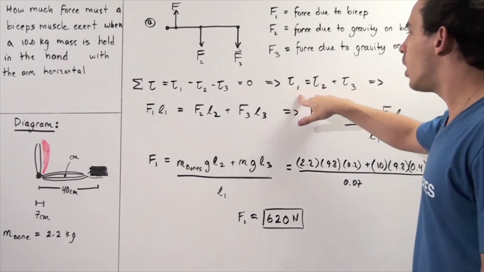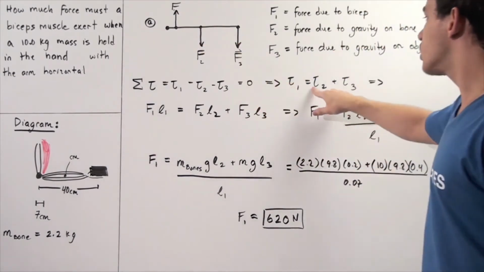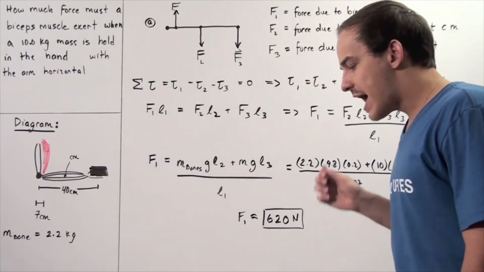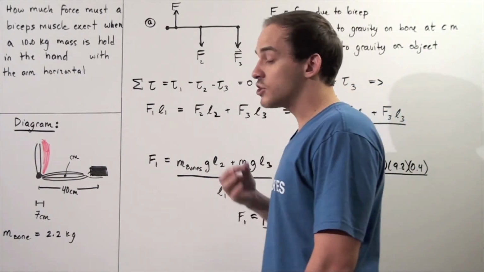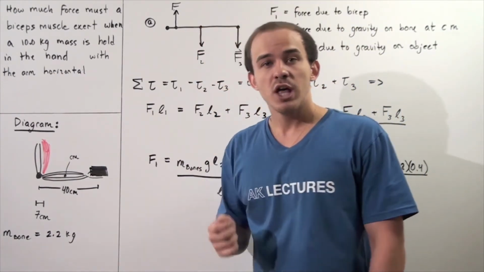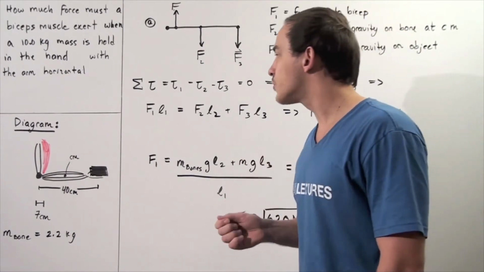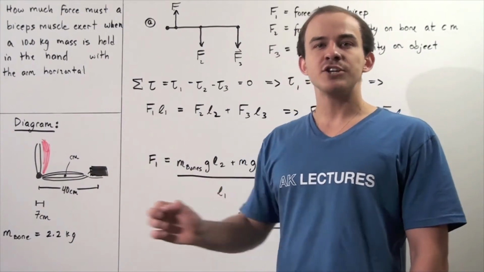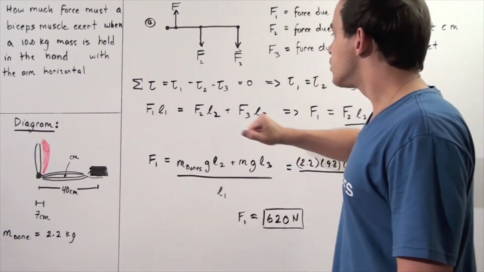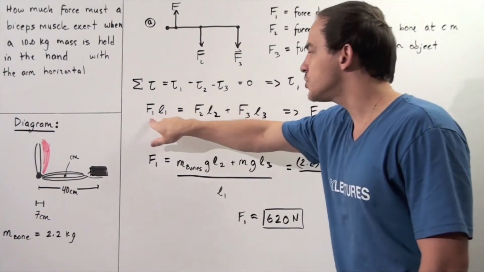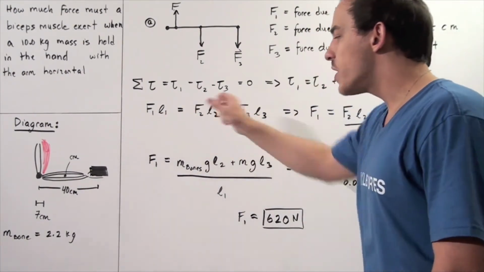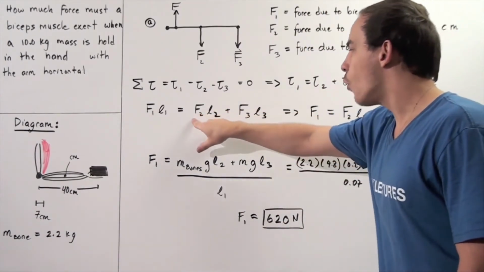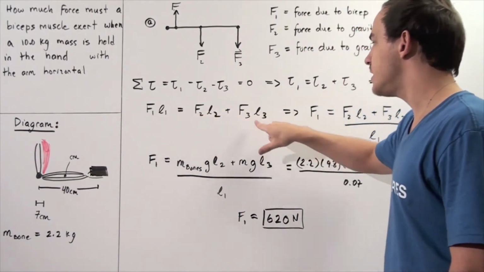So once again, torque 1 is created by force 1, torque 2 is created by force 2, and torque 3 is created by force 3. Now recall that the torque acting on an object is equal to the force multiplied by the lever arm, the perpendicular distance from the axis of rotation to where the force is acting. So we have torque 1 is equal to force 1 multiplied by L1, where L1 is simply 0.07 meters, equals force 2 L2 plus force 3 L3.